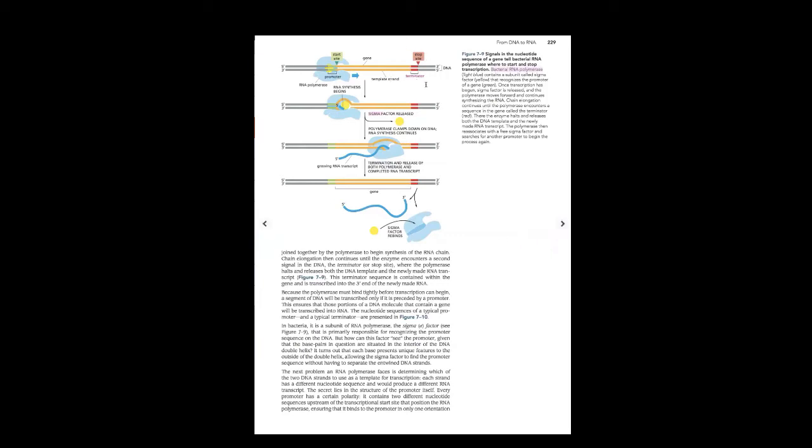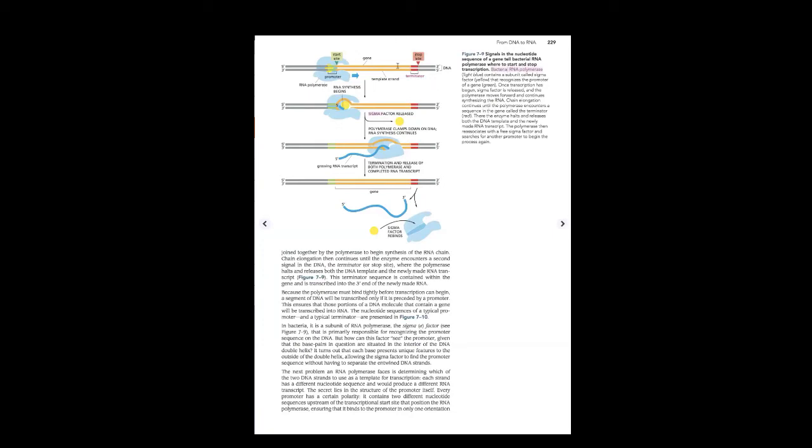We don't have too much information about the stop site. There's also something called a terminator here that we haven't really spoken much about. So let's read the legend and see if that can add to our knowledge. So I'll read it very quickly. Signals in the nucleotide sequence of a gene tell bacterial RNA polymerase where to start and stop transcription. So these are called signals.